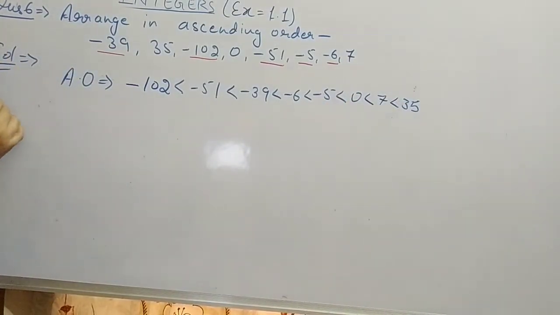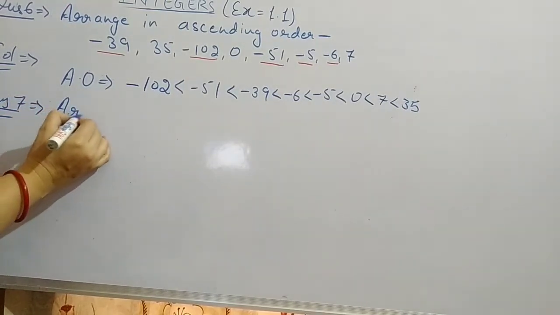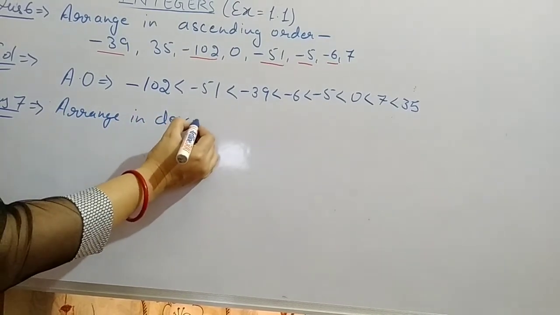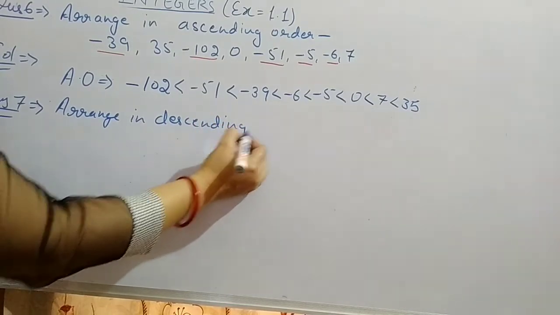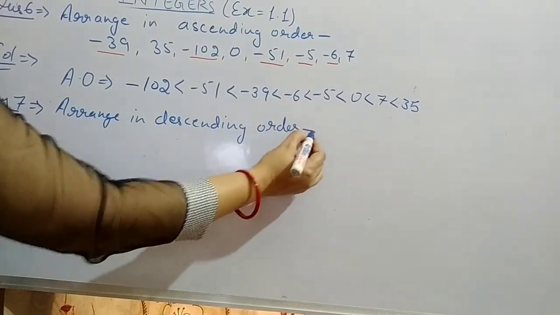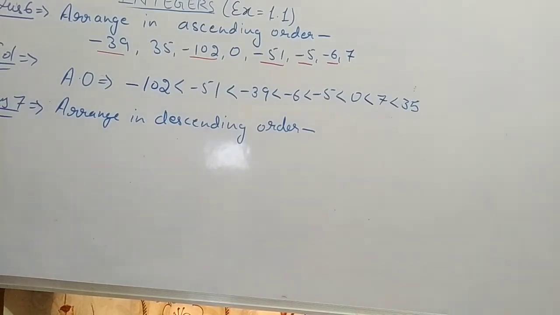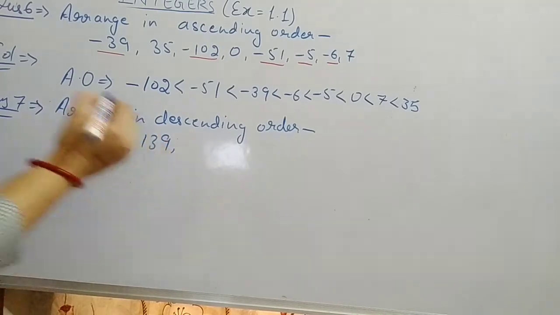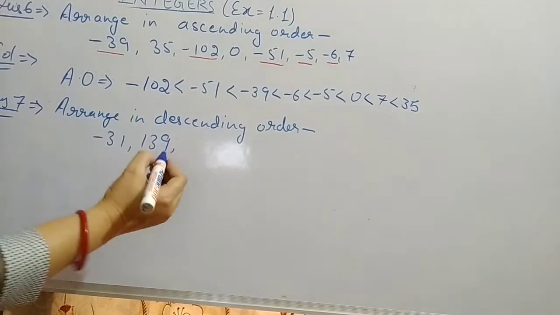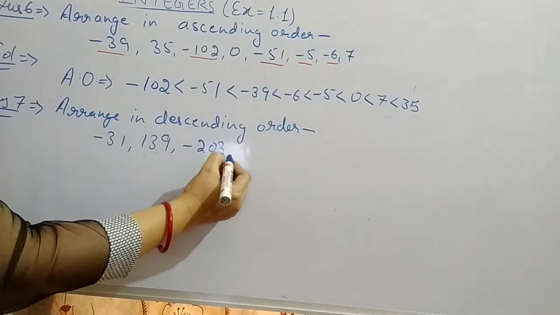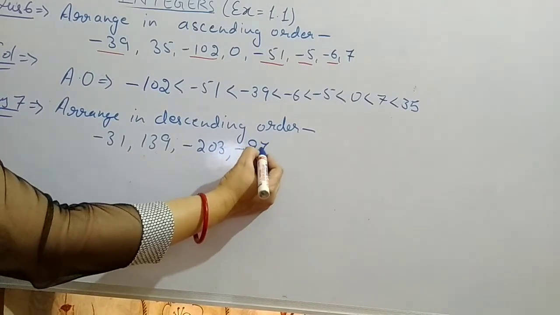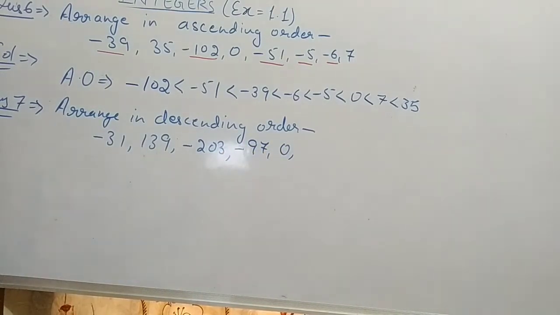Next, question number 7. Arrange in a descending order. So numbers are given here: minus 31, 139, minus 203, minus 97, 0 and 4208.